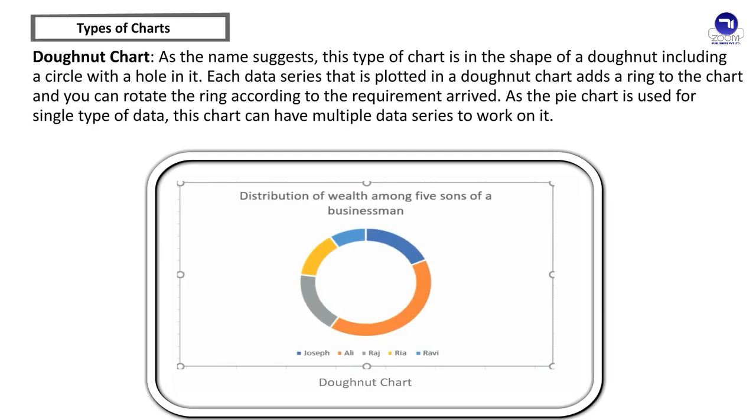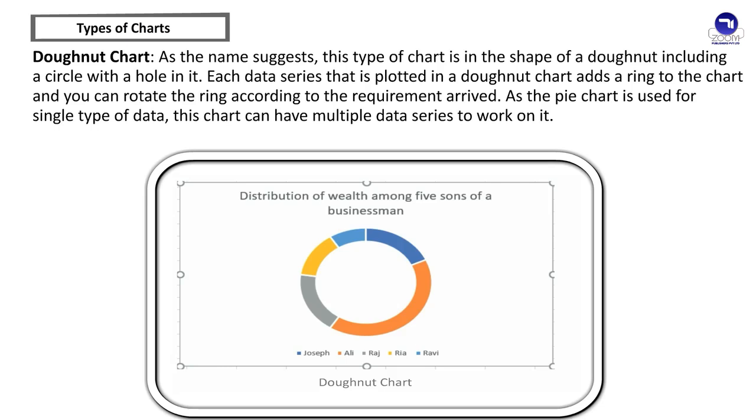Donut chart. As the name suggests, this type of chart is in the shape of a donut, including a circle with a hole in it. Each data series that is plotted in a donut chart adds a ring to the chart, and you can rotate the ring according to the requirement arrived.